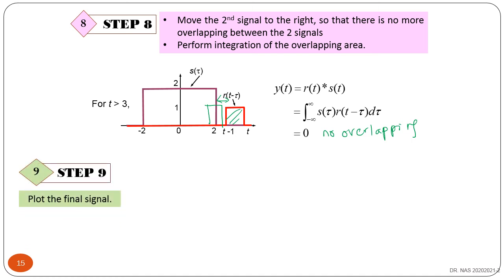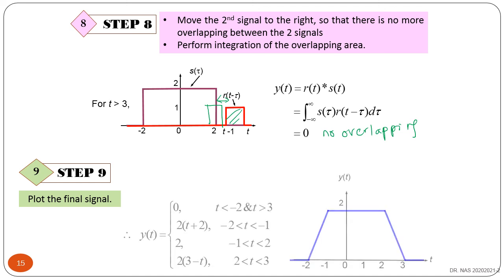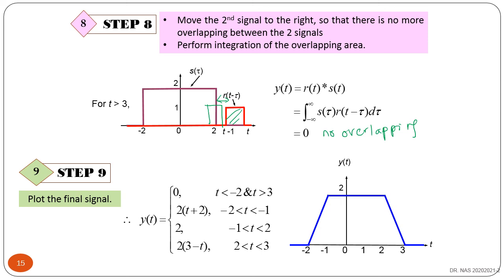Next, you need to summarize the amplitudes, or the output y(t), for the different ranges of t. This is the first case, no overlapping. This is when partly overlapped. This is when completely overlapped, and this is when partly overlapped, and 0 again when there is no more overlapping, when t is larger than 3. So this is your output y(t) after convolution of signals r(t) and s(t).